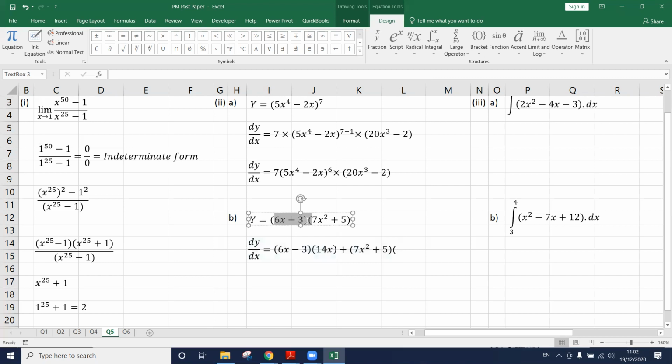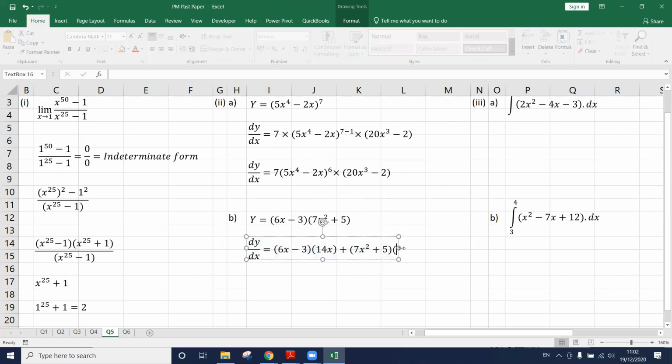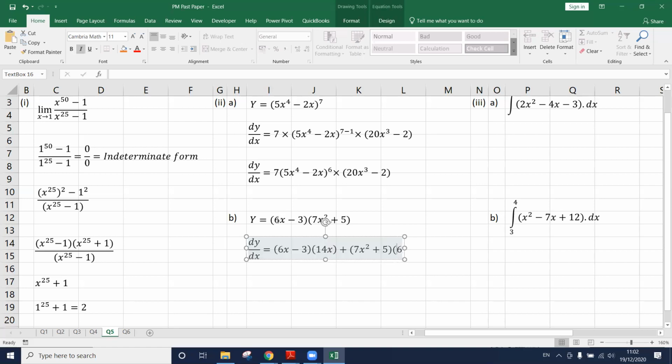So after differentiating 6x minus 3, what do we get? After differentiating 6x, we get 6. When we differentiate a constant, the value should be 0. This is how it should be. Okay, and if you have the time in your exam, you can further simplify this. For example, in this one, we can further simplify it.